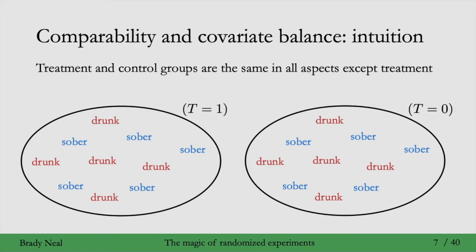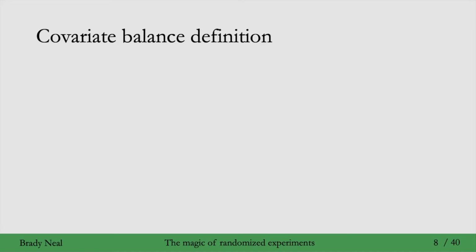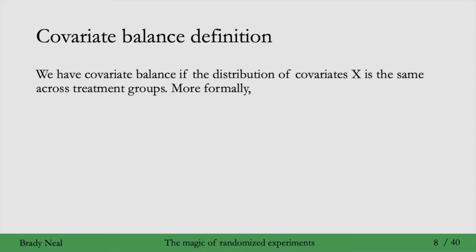What we're now going to do is make this more clear by first showing that randomization implies covariate balance, and then showing that covariate balance implies that association is causation. We'll start with just defining covariate balance more formally. We have covariate balance if the distribution of covariates X is the same across treatment groups. In math, we write this as follows.